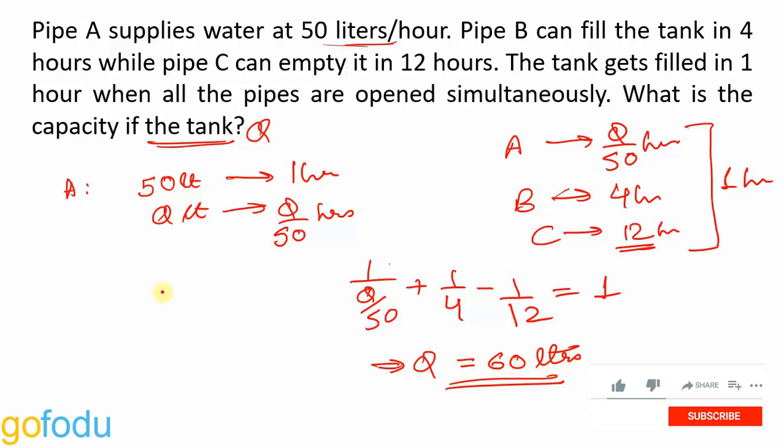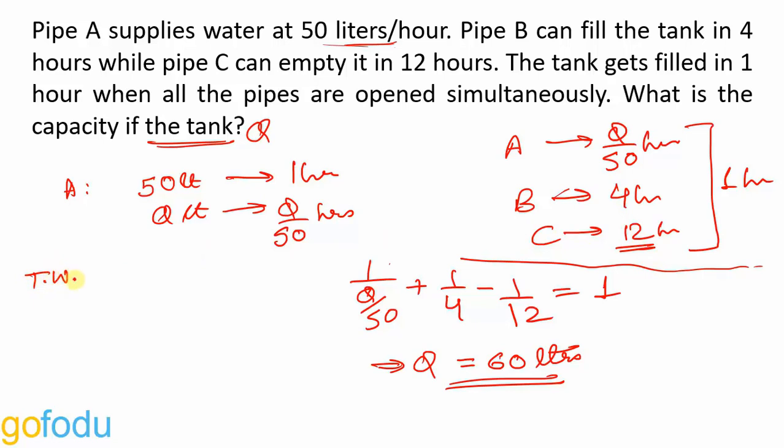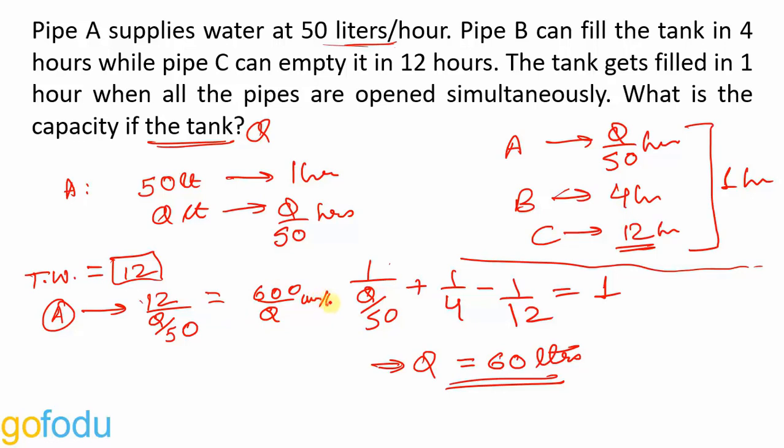The same thing could be solved using the LCM approach. So till this part, everything will remain the same. A will take Q upon 50 hours, B will take 4 hours, C will take 12 hours. Total work we can take as the LCM of 12 and 4. Total work could be taken as 12 units. So A takes Q upon 50 hours to finish 12 units. So in 1 hour, A must be doing 12 upon Q upon 50 units of work. So the rate of A is 600 upon Q units per hour.